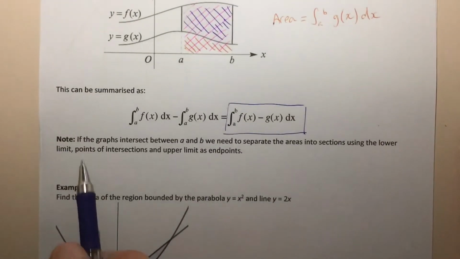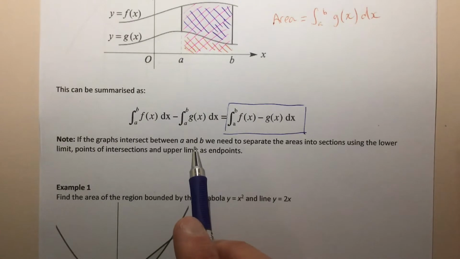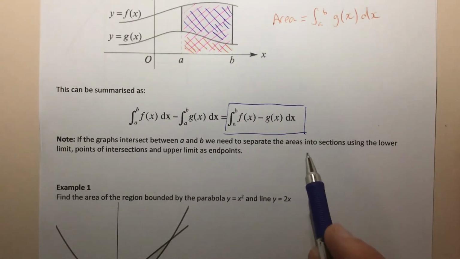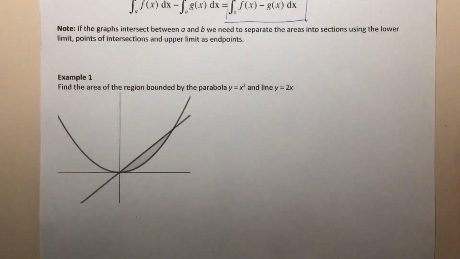If, and there's a little note here, if the graphs intersect between a and b, then we'd actually need to separate the areas into sections, because if they intersect, that would change which function's on top and which function's on the bottom. We'll do an example where we have to deal with that a little bit later on. Let's get into the first one.